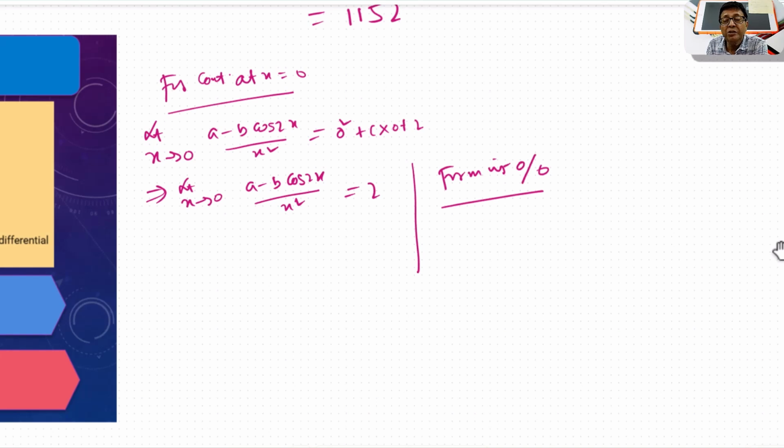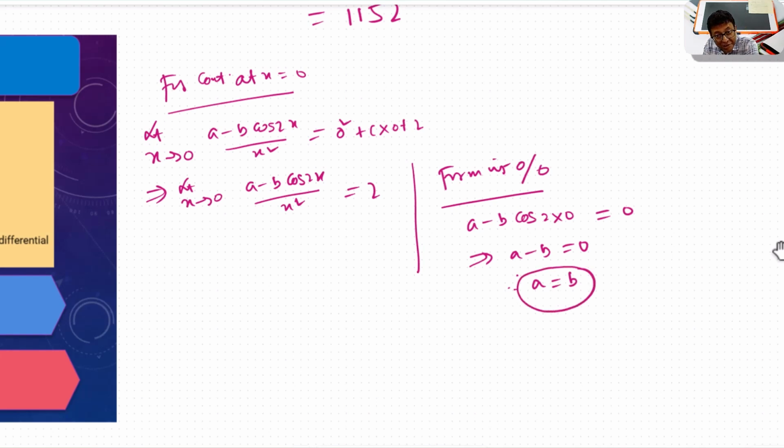For x equal to 0, a minus b cos 2 into 0 must be equal to 0. I mean, the denominator must be 0 and the numerator must be 0; the denominator is 0, that we can observe. If the form is 0 by 0, then only L'Hopital rule can be used. And this gives us the relation which we need for this sum. Just put b equal to a here.